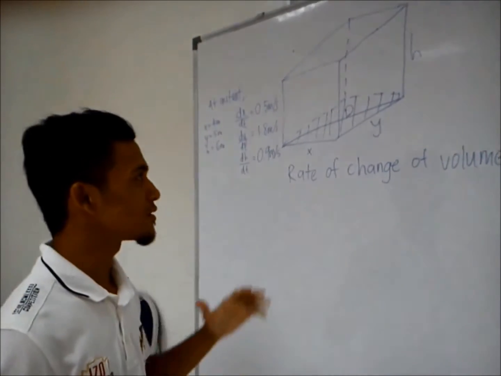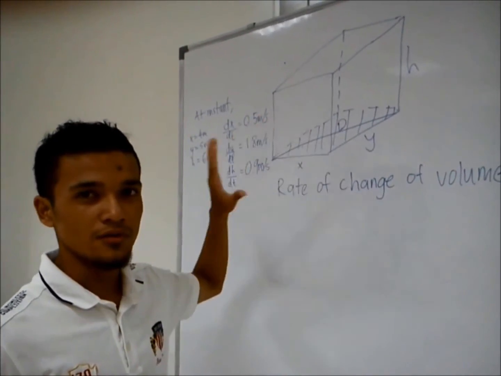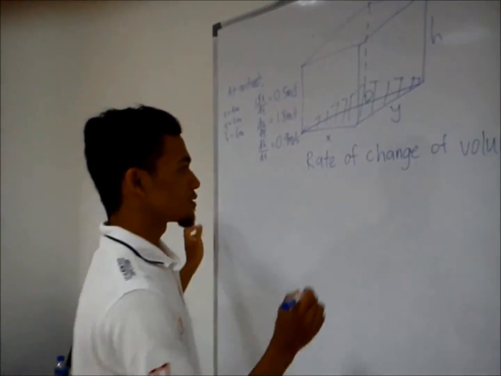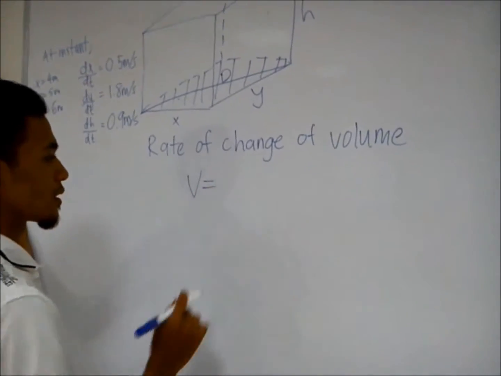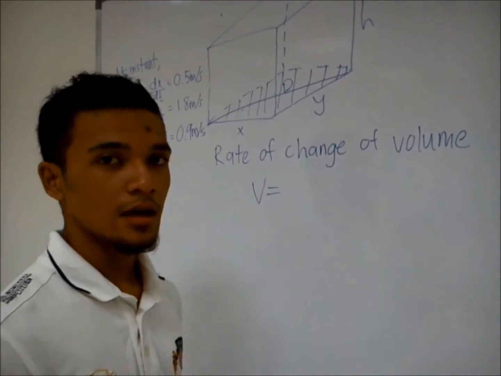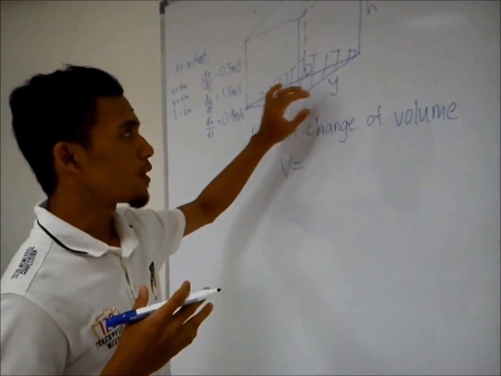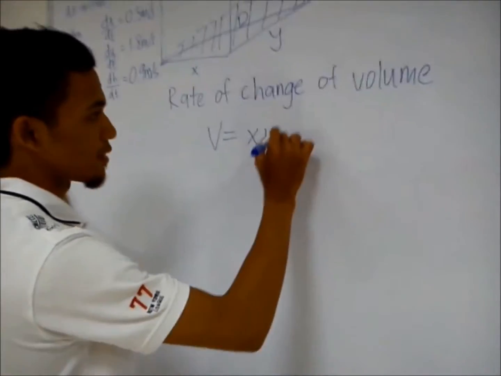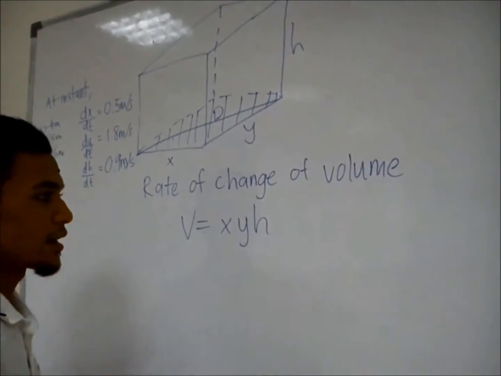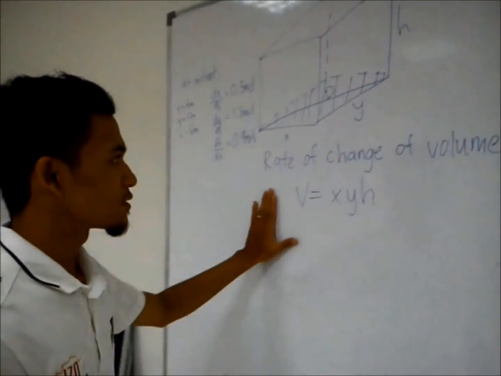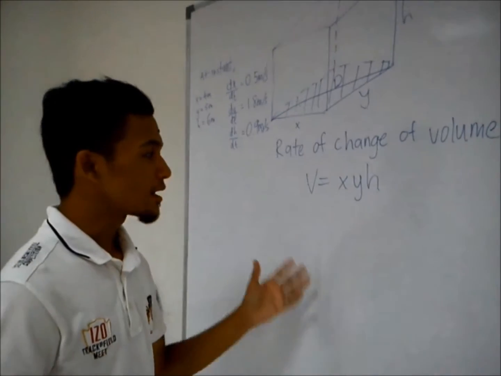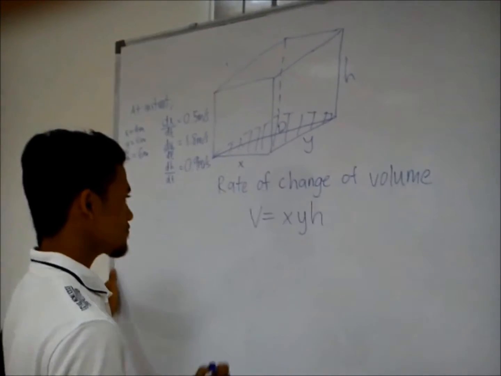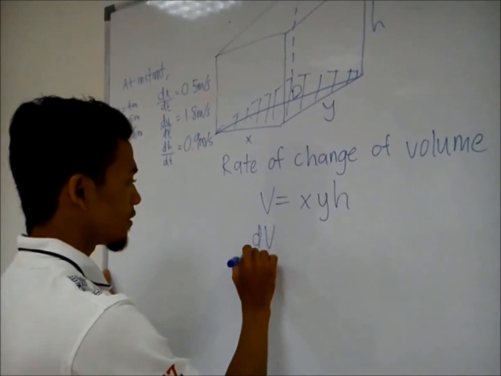First, we need to know how to write the equation for the volume of the box. The box is basically just a cuboid. So the volume will be the length times the width and the height, which is x multiplied with y and multiplied with h. From this equation we need to form another equation, which is the equation for the rate of change of the volume, which is dV over dt.